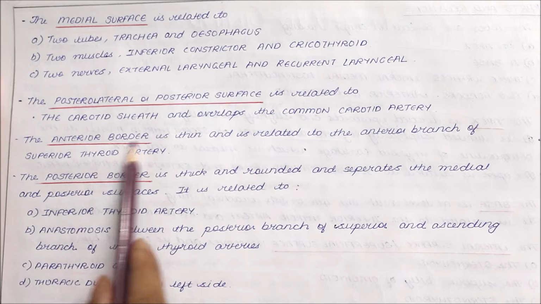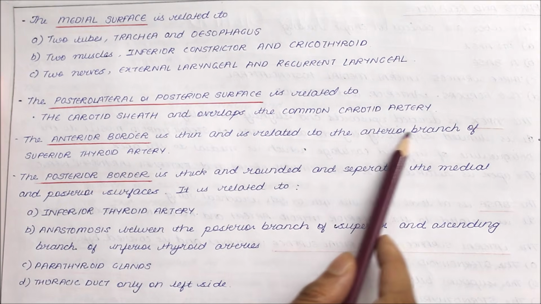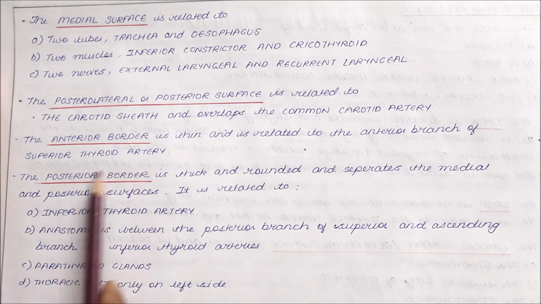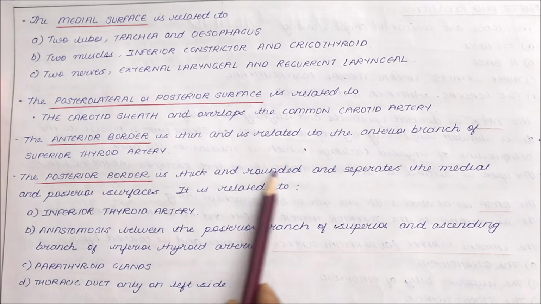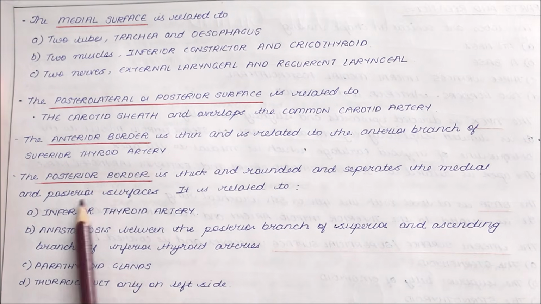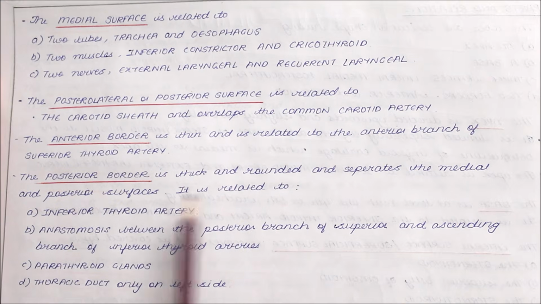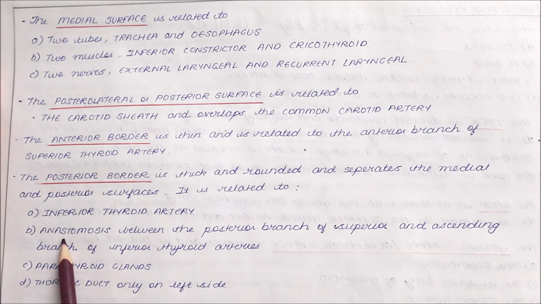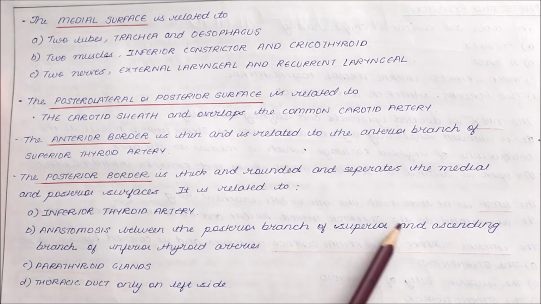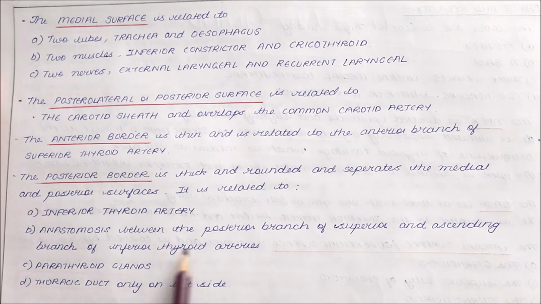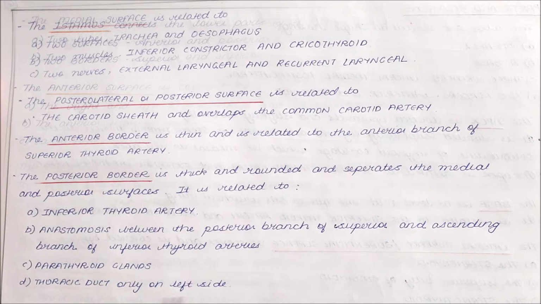The anterior border is thin and related to the anterior branch of the superior thyroid artery. The posterior border is thick and rounded and separates the medial and posterior surfaces. It is related to the inferior thyroid artery, anastomosis between the posterior branch of the superior and ascending branch of the inferior thyroid arteries, the parathyroid glands and the thoracic duct only on the left side.